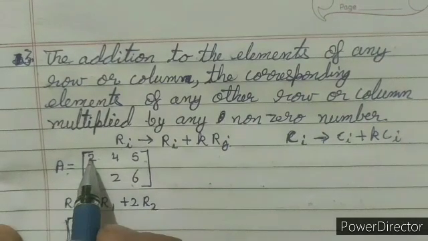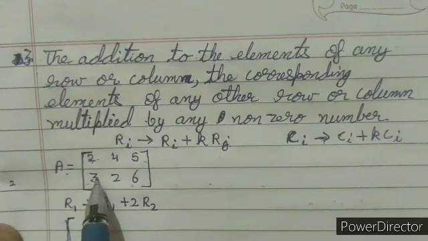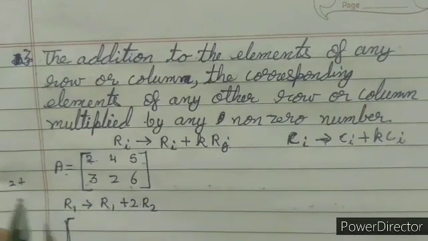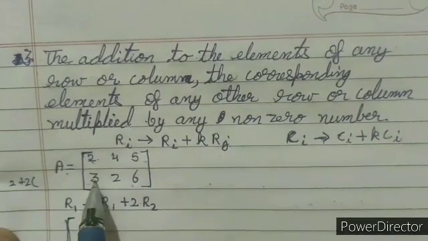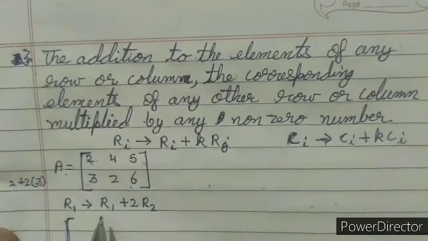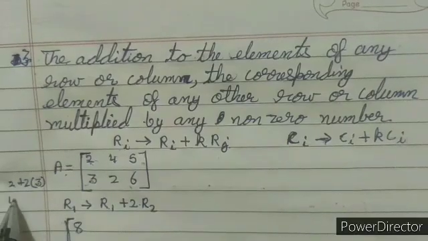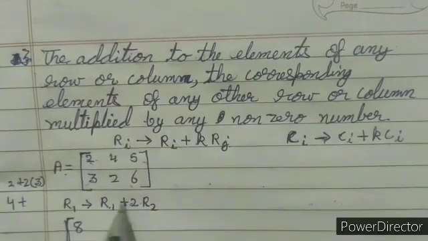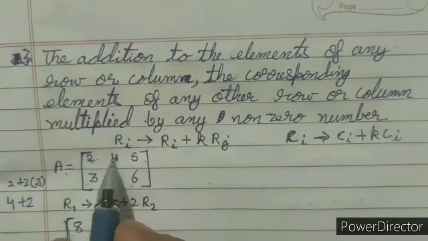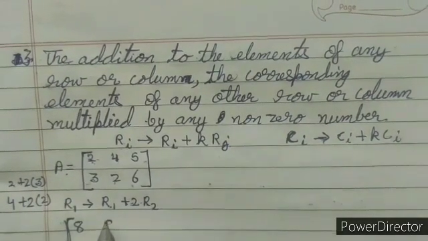That means the first element of the first row is 2 and its corresponding element in the second row is 3. So this will be 2 plus 2 into 3, that is 2 plus 6, and this will give us 8. Similarly, the second element of the first row is 4, plus 2 into R2, and the corresponding element in row 2 is 2. So this will be 2 into 2, and this will give us 8 again.